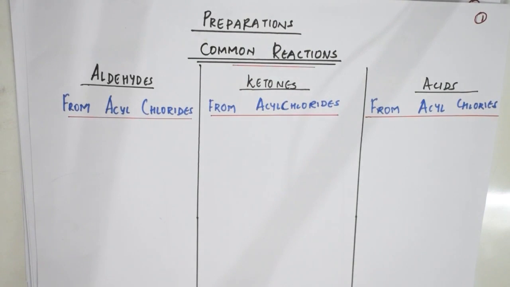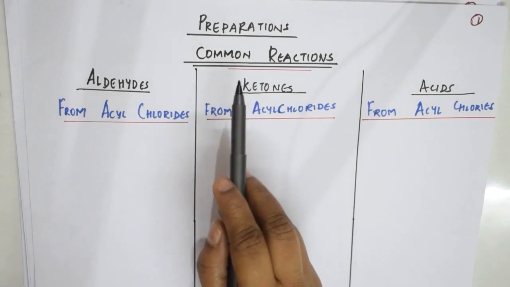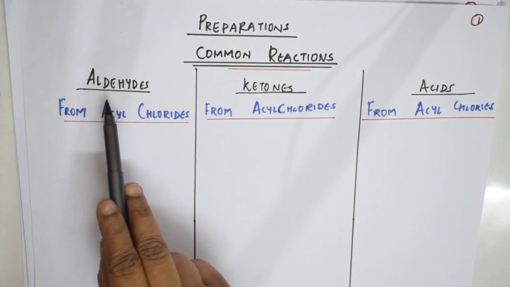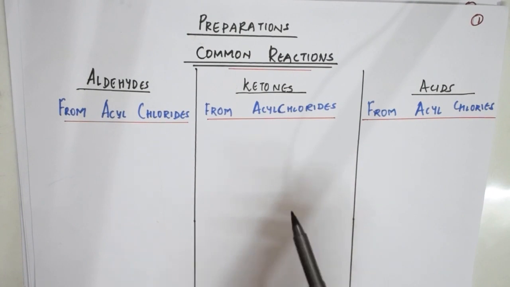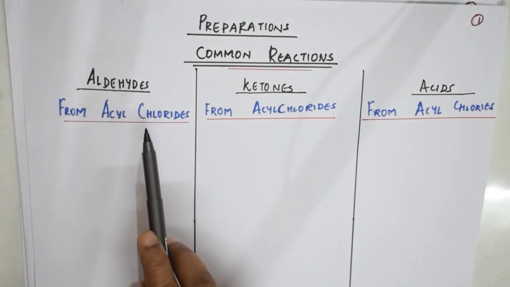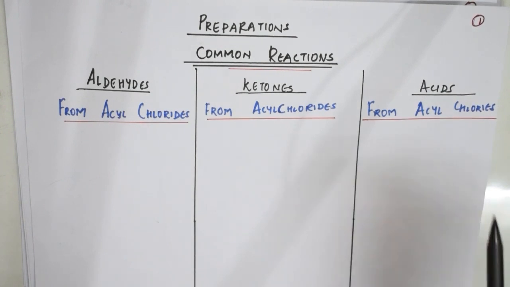Right, students, welcome back. Now we have already written the tabular column. Now let us see, as I said, we have different columns, isn't it? Right. So here, what did I do? I have taken the common reactions which are there, right? So here, these are the preparations, with the common reactions for aldehydes, ketones and acids. So what did I give in the tabular column? I said we can prepare aldehydes from acyl chlorides, ketones from acyl chlorides, as well as acids from acyl chlorides.